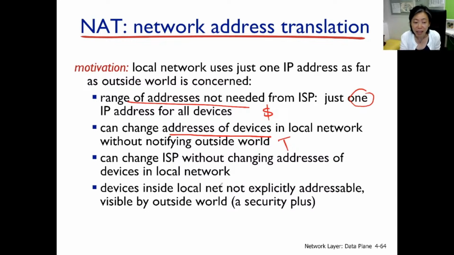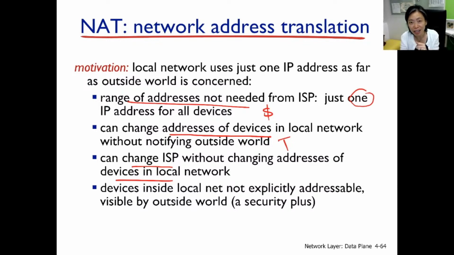Third benefit: if the ISP is not providing good enough service, we can actually switch to a different ISP. And the IP addresses we have on the local machines, we don't have to reconfigure them. We just stay using the same fake subnet address, fake IP addresses.